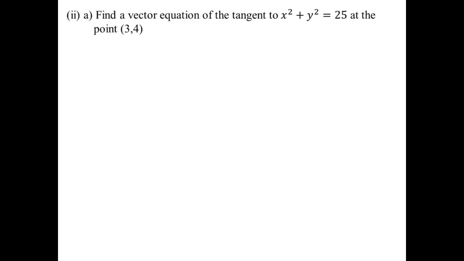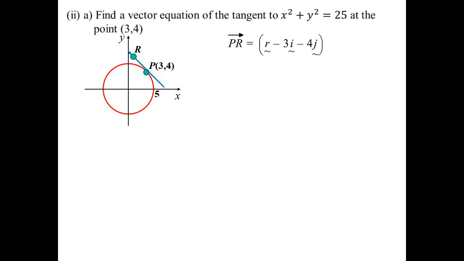If I had to find a vector equation of the tangent to the circle, so here's a picture of it. The circle's got a radius 5, the point (3, 4) would be on the circumference somewhere, and I've just drawn in the tangent. We want to find the vector equation of that line. So the vector PR, where r is just some random point on that line, would be r minus 3i minus 4j, head minus tail. We know that that's perpendicular to the radius. Now the radius I could write as the vector 3i minus 4j.